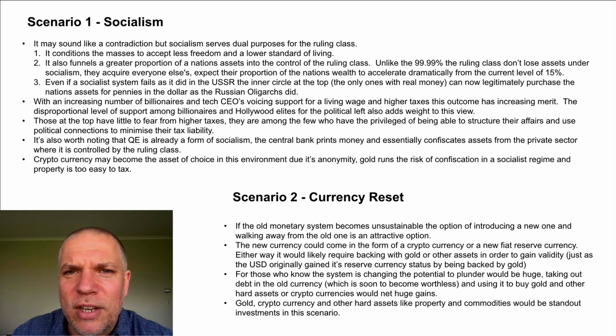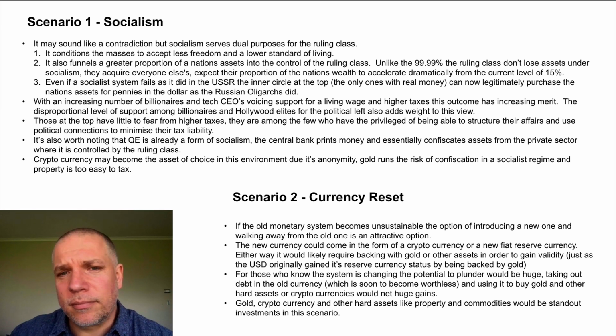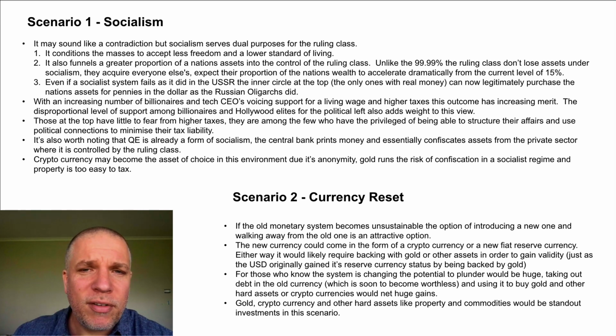Secondly, it funnels a greater and greater share of the nation's assets into the ruling class's hands, and these guys, through their networks, through their connections, through their corporations that are getting government contracts, through their loyalists in Parliament, they get control over a larger and larger share of the nation's assets. The assets are pulled away from the private asset owners, the private sector, and pulled into the government sector, so they get more control.